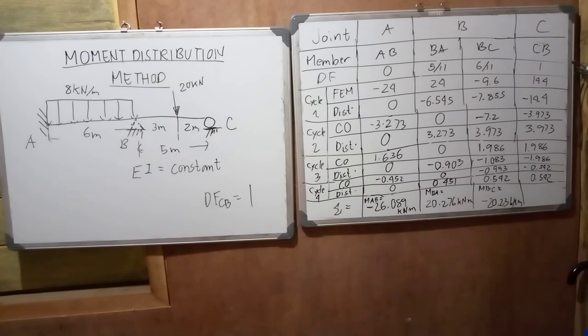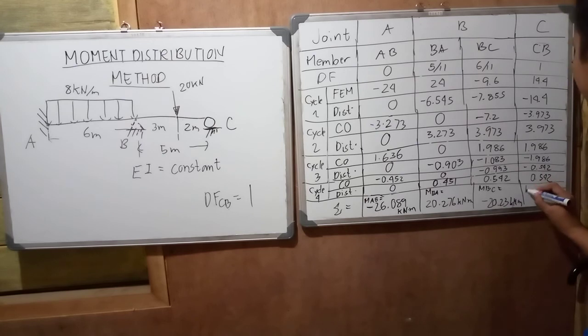Ulitin ko muna. Minus 7.855 minus 7.2 plus 3.973 plus 1.986 minus 1.083 minus 0.993 plus 0.542. Okay, sakto. Dito sa kabila, 24 plus 3.27. Okay, sakto.